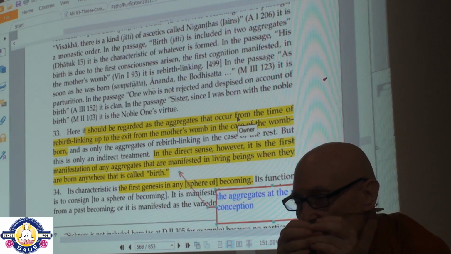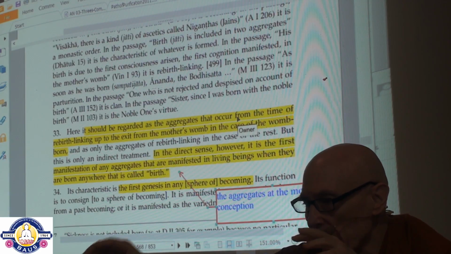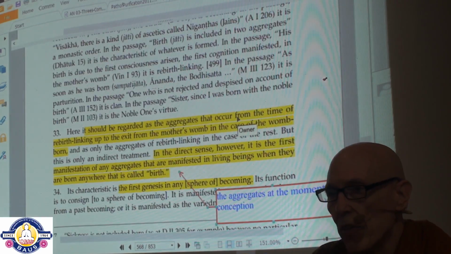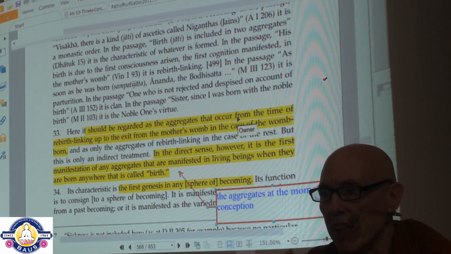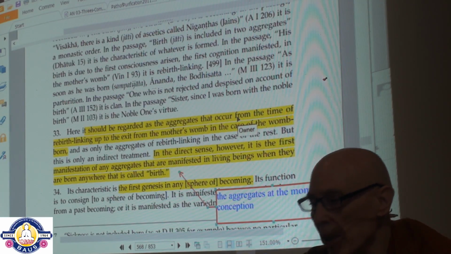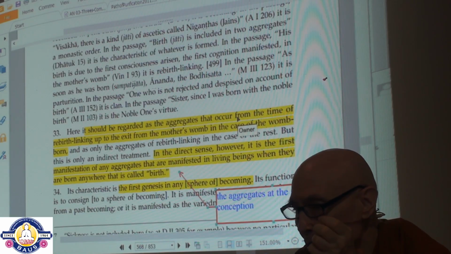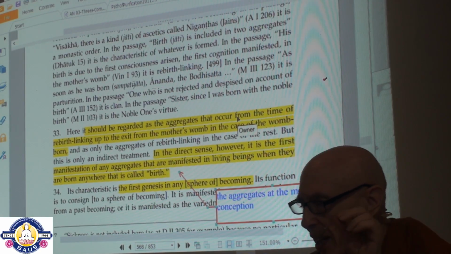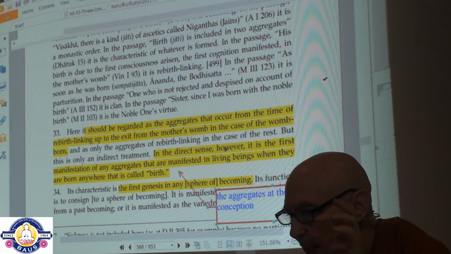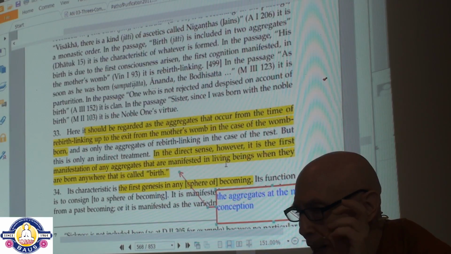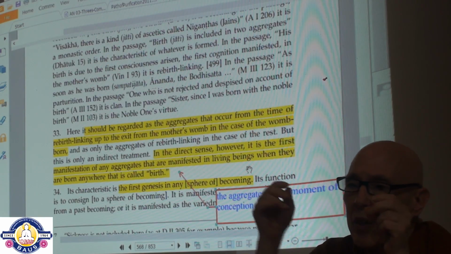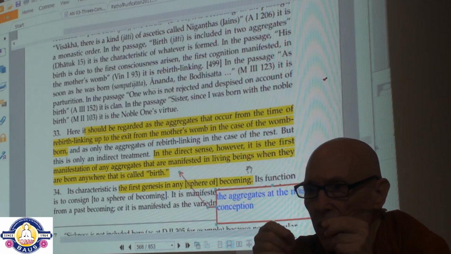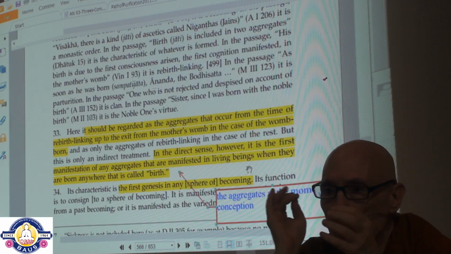And so first he says, in the general way, from that moment of rebirth linking through, in the case of womb-born beings, the whole process of development in the womb until one emerges from the womb, that is called birth. That is, we might say, the conventional definition of birth. But then he says, in the direct sense, it is the first manifestation of any aggregates that are manifested in living beings when they are born anywhere, that is called birth. So the more precise definition of birth is just that moment of rebirth linking.